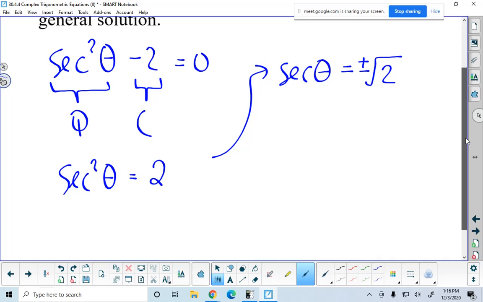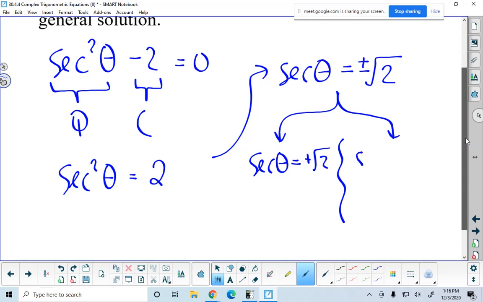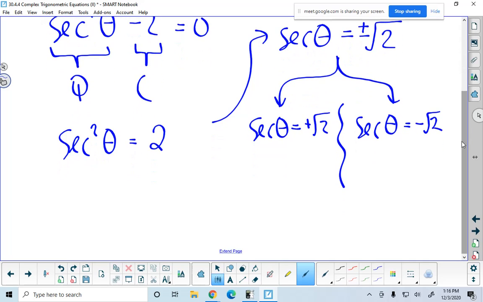Well, that means now we have two equations. We get secant of theta equals the positive square root of 2 and secant of theta equals the negative square root of 2. Now, if you use the unit circle or use a reference angle approach, you still have to rewrite this as cos of theta equals the reciprocal.